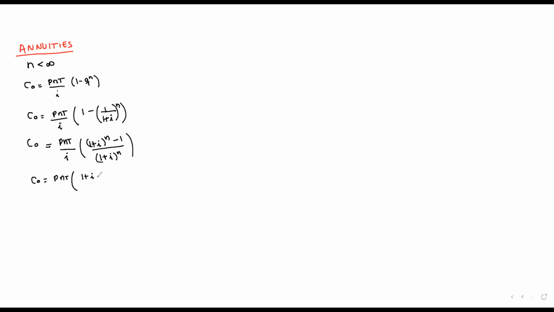This ratio is simply called the factor, over I that multiplies 1 plus I to the n. So this is your final formula.